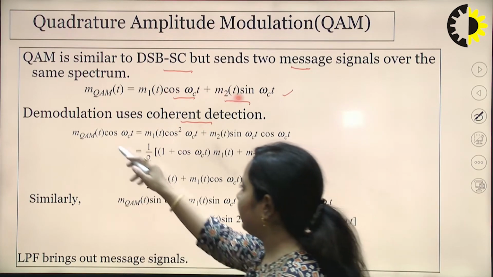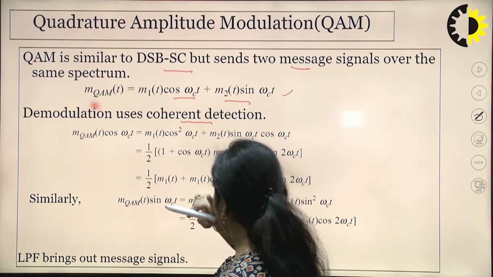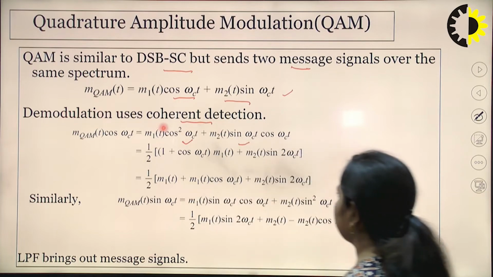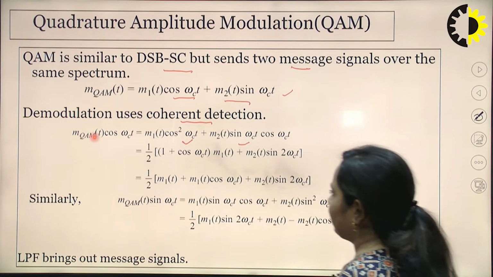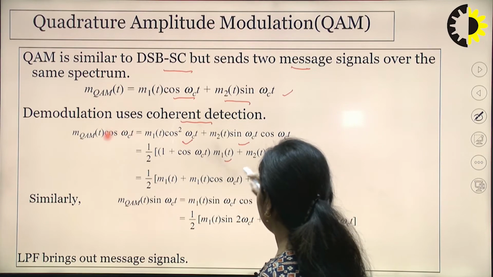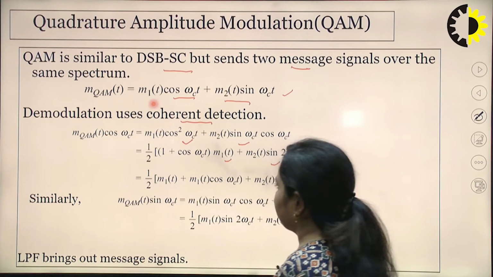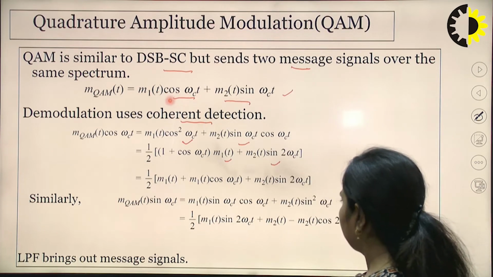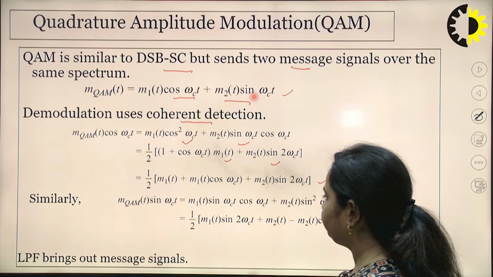Next is demodulation, which uses coherent detection. So m_QAM(t) into cos ωct is equal to m1(t) cos²θ plus m2(t) sin ωct into cos ωct. That will be equivalent to half of (1 plus cos 2ωct) into m1(t) plus m2(t) sin 2ωct. Then after multiplying m1(t) inside the bracket, we have this equation.